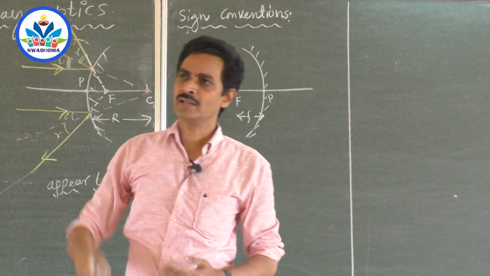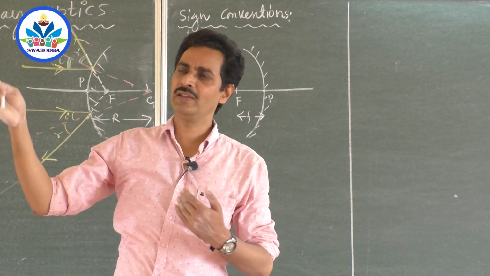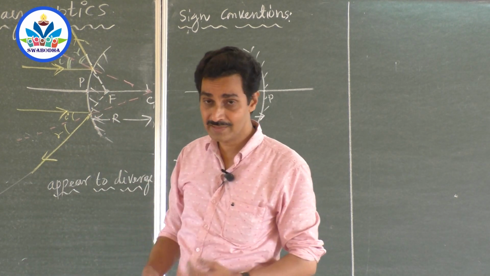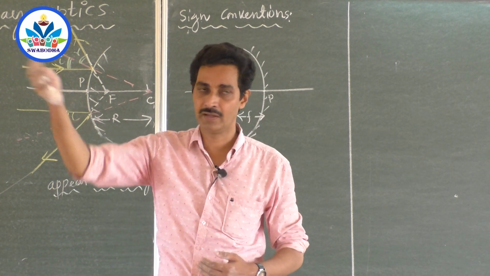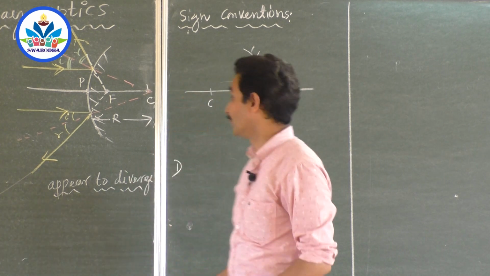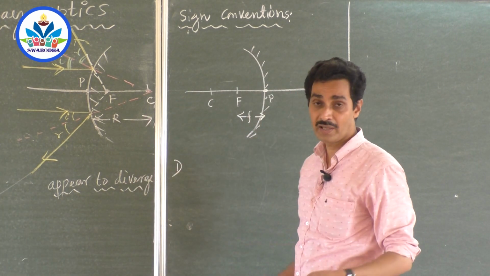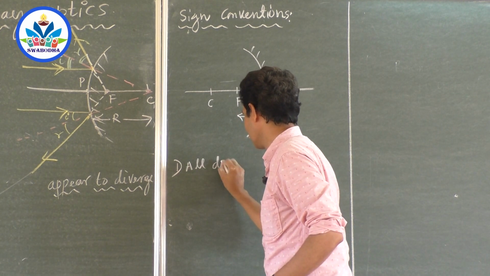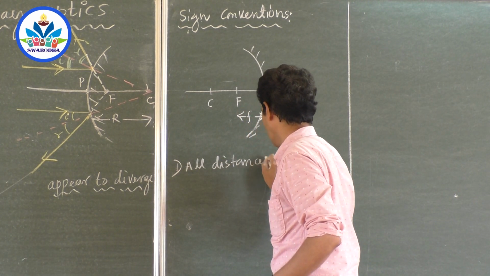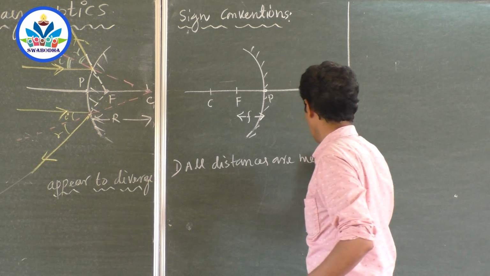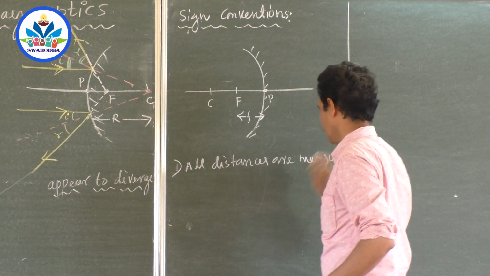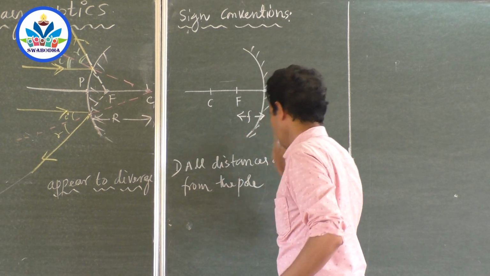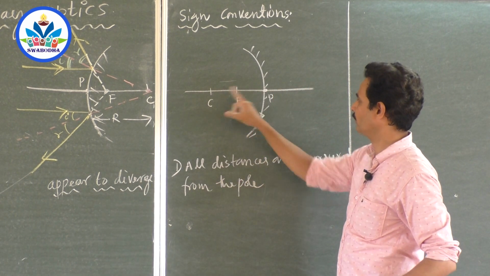Suppose you say such and such a town is at 75 kilometers. What do you mean by that? From your reference point. Your place is the reference point. From here 75 kilometers. From here 100 kilometers. From pole of the mirror. Every time you have to measure it from pole of the mirror. So all distances are measured from the pole. This is not over. All distances are measured from the pole.